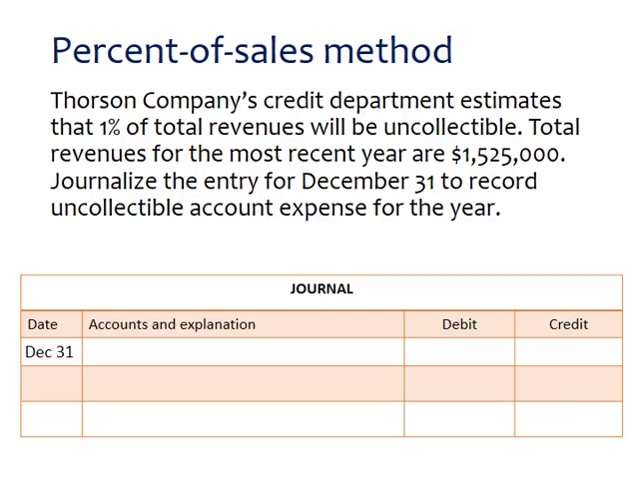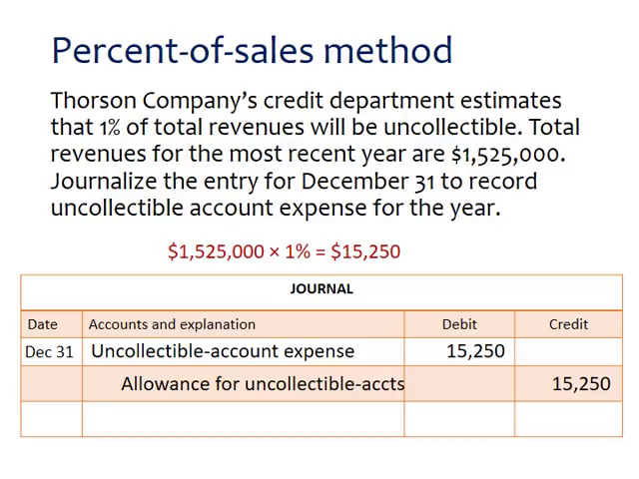Next, we have to calculate the amount of uncollectible expense. This will be the amount of sales times the uncollectible account percentage. Here we have $1,525,000 times 1% to give us $15,250 as our estimate of the uncollectible account expense. We will debit uncollectible account expense for this amount and will credit the allowance for uncollectible accounts. We finish off the journal entry by recording the memo line.